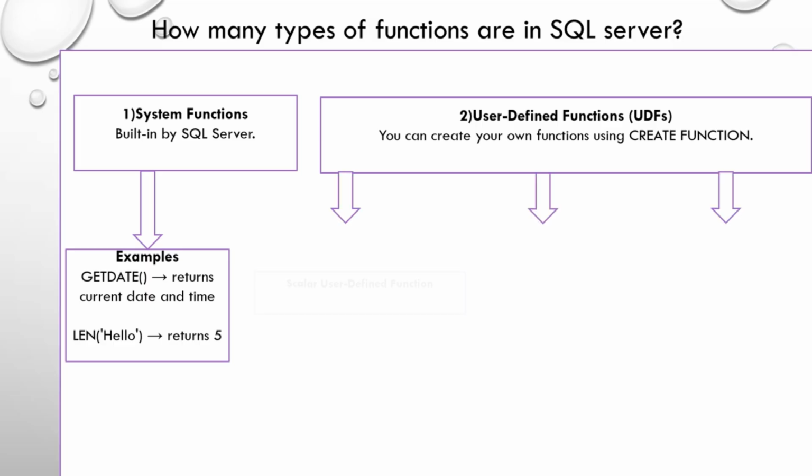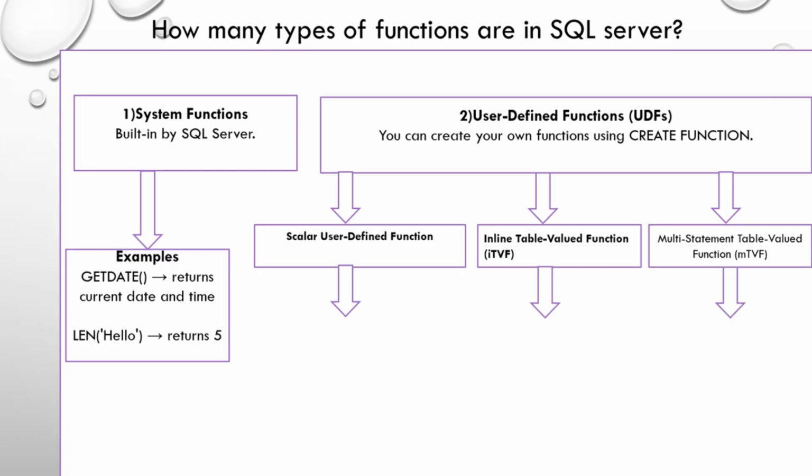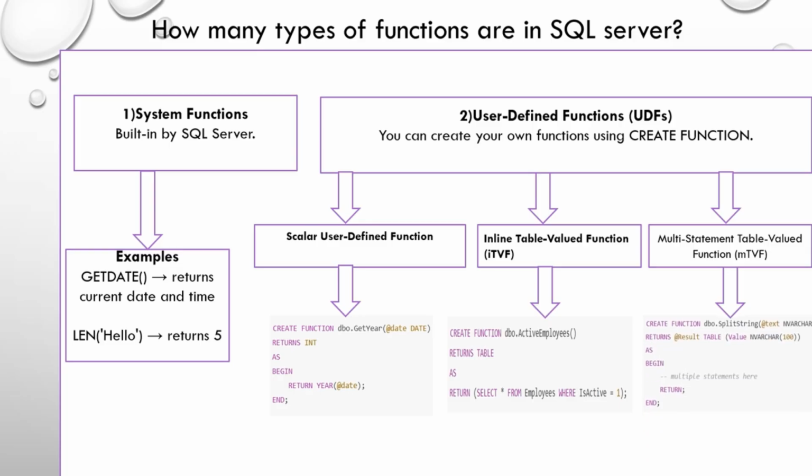There are three types of user defined function. The first one is the scalar user defined function. The next one is the inline table valued function, and another one is the multi-statement table valued function. A scalar user defined function returns a single value, which can be an integer, character, date, and so on. An inline table valued function returns a single table as a result. There is no BEGIN and END block because it allows only one SELECT statement. In a multi-statement table valued function, you can write multiple statements inside BEGIN and END, and you can return the table by using a declared table variable.